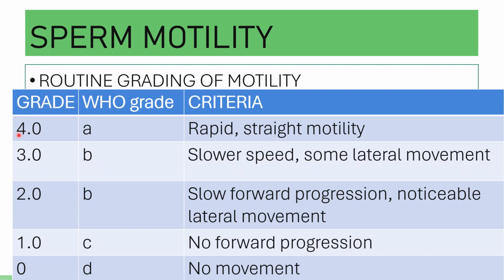You have grades 4.0, 3.0, 2.0, 1.0, and 0. You have WHO grades A, B, B, C, and D. As for the criteria, 4.0 is rapid with straight motility. 3.0 has a slower speed and some lateral movement. 2.0, slow forward progression with noticeable lateral movement. 1.0, no forward progression. And 0, no movement at all.